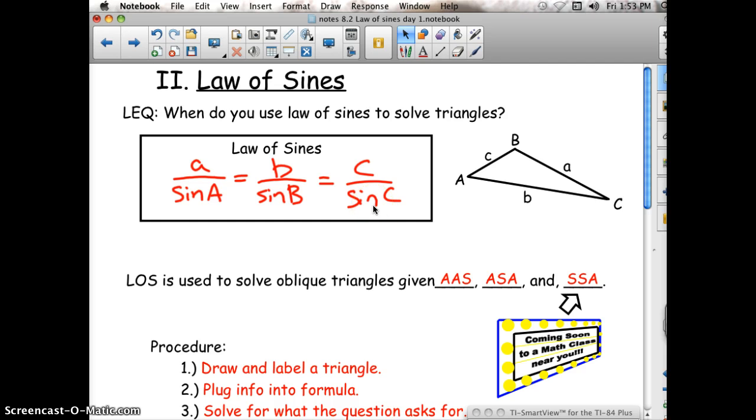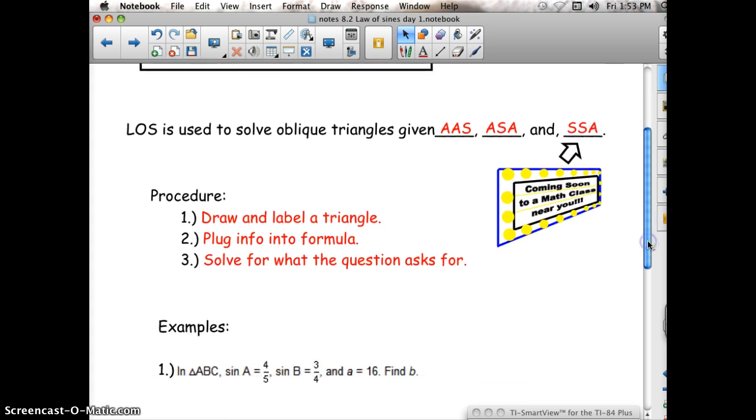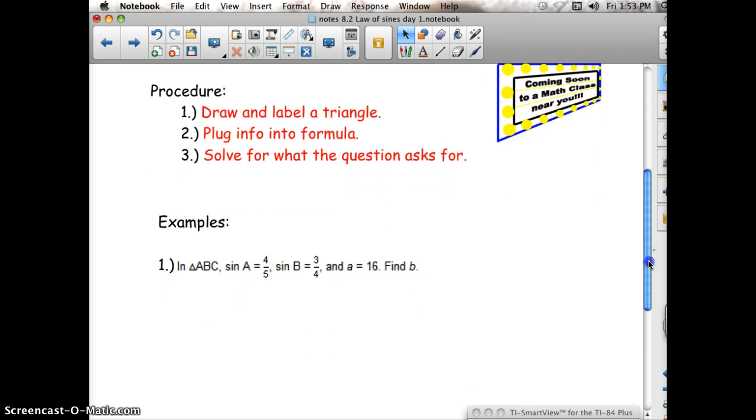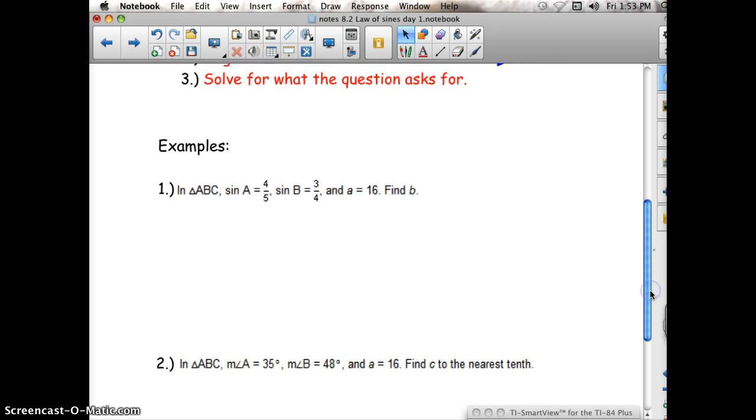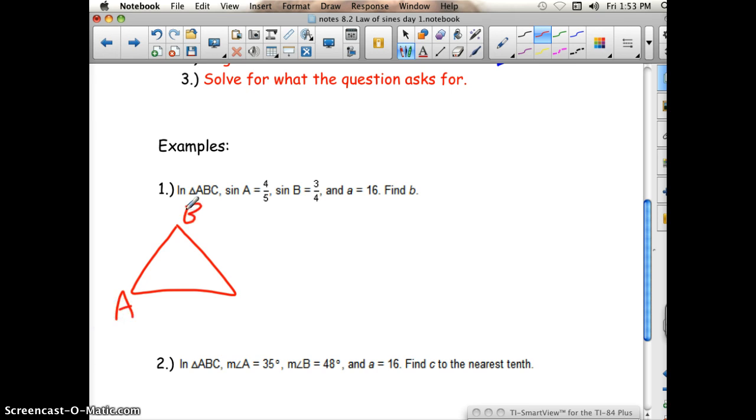All right? Procedure, just like before: draw and label a triangle, plug info into the formula, solve for what the question asks for. I don't know if you noticed, that's the same exact procedure that we would have if we were using the law of cosines. All right, so triangle ABC. This time they tell me sine of A is 4/5. Again, I'm not going to write 4/5 there. I'm going to say sine A is 4/5. Okay, and sine B, that's this here, sine B is 3/4.